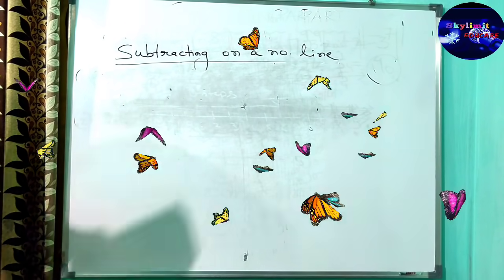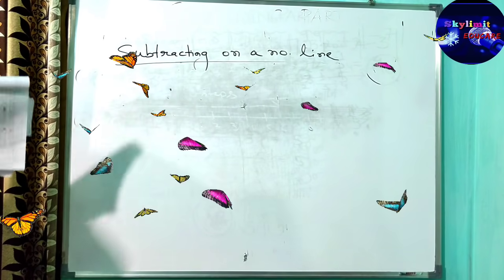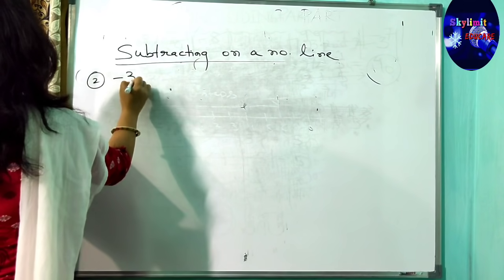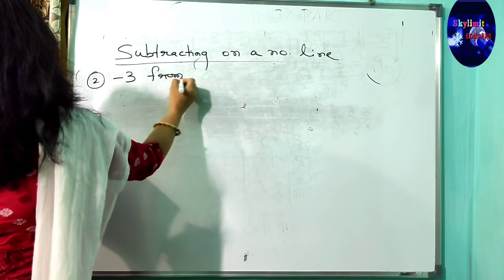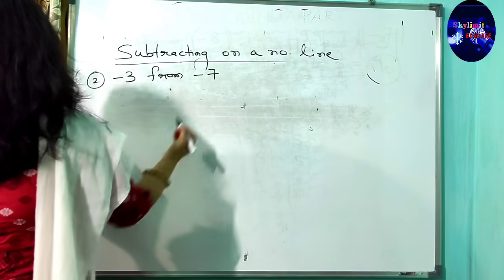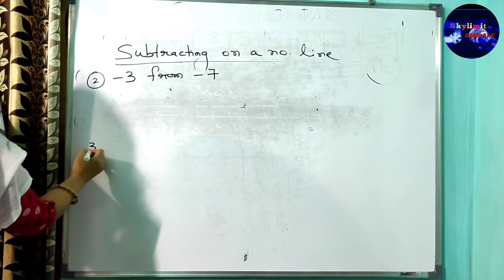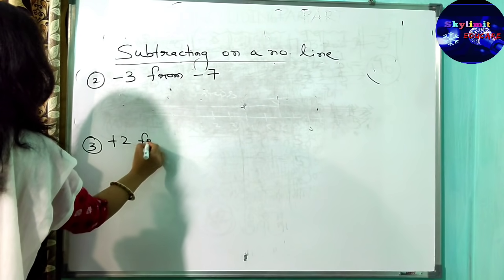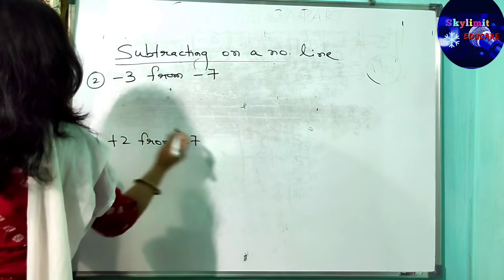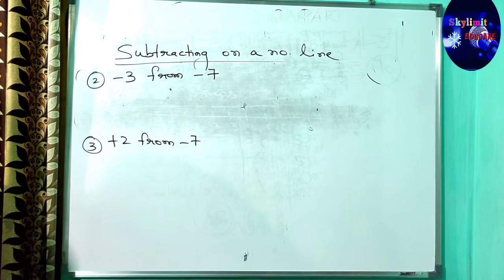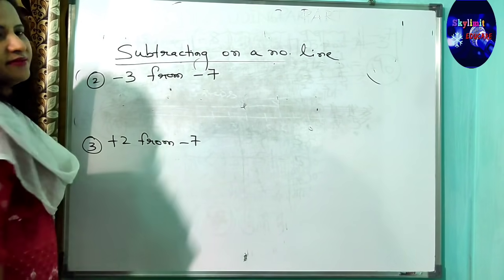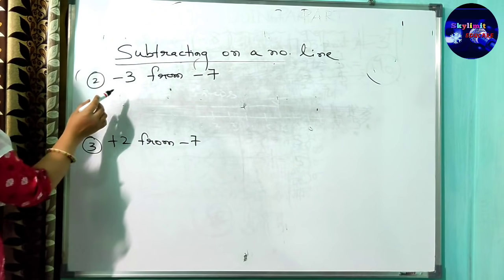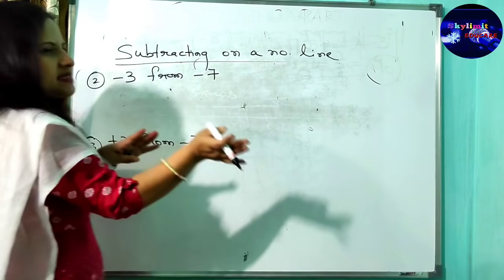Okay, the next question we have here. Minus 3 from minus 7. Both are negative in this case. You will start trying now itself, everyone. Minus 3 from minus 7. Minuend is minus 7. Subtrahend is minus 3. You have to take minus 3 up to minus 7.